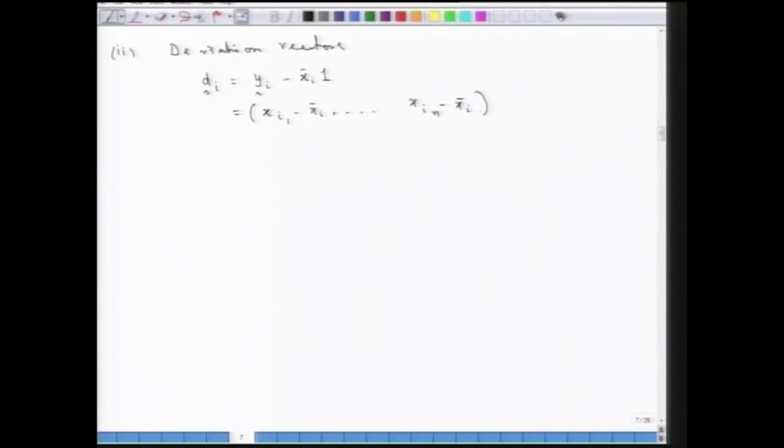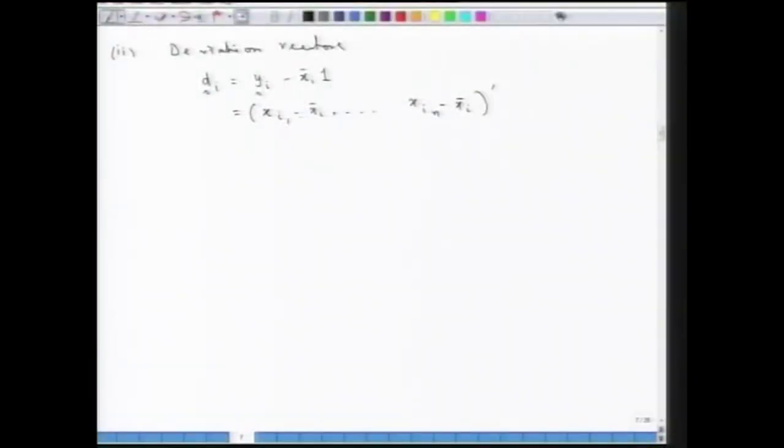So this deviation vector gives us in each of the components the deviation of the respective observations corresponding to that ith variable. This is the first observation in the ith variable minus the mean corresponding to all the n observations of that ith variable. So this is the deviation of the first observation from the mean corresponding to that variable, and likewise we have all these n entries like this.